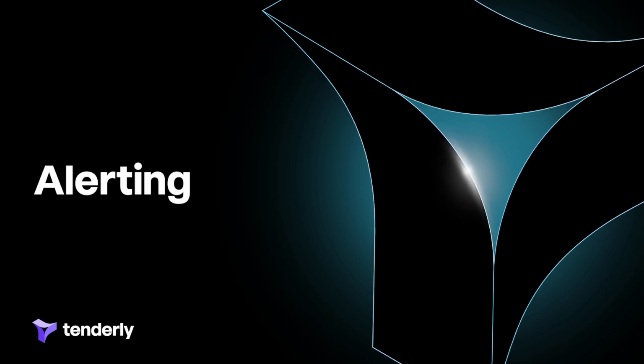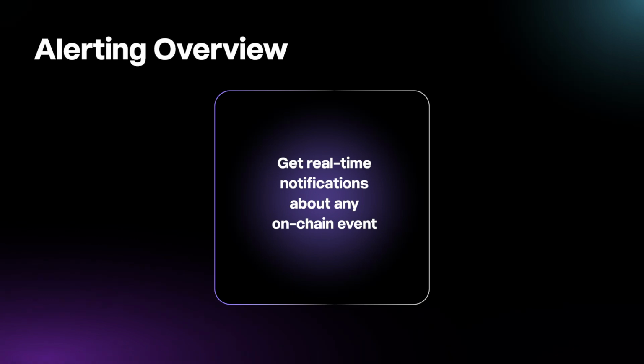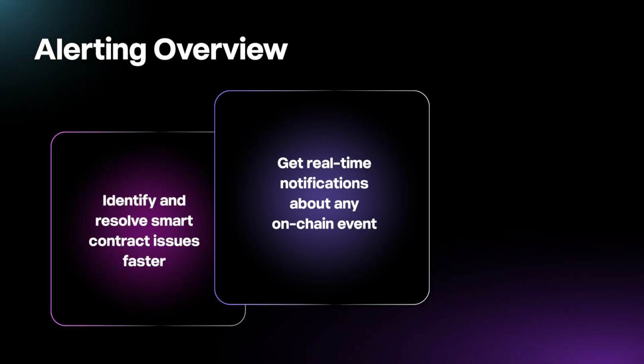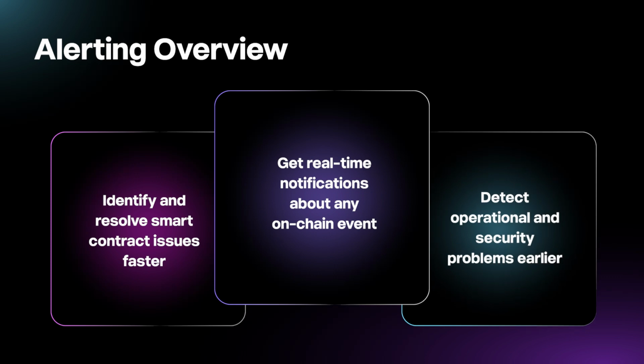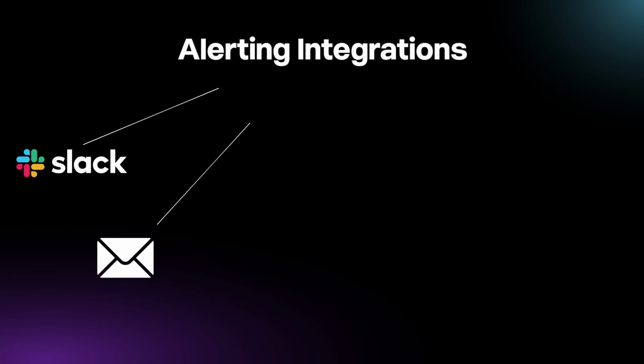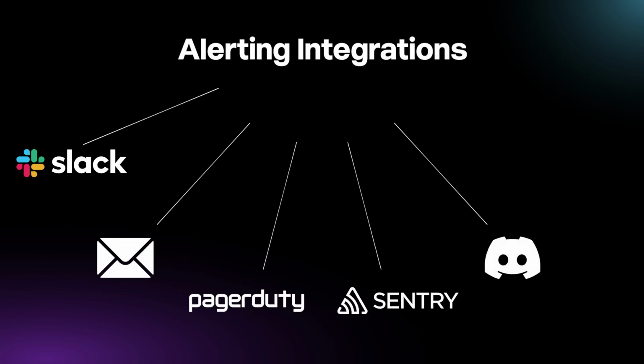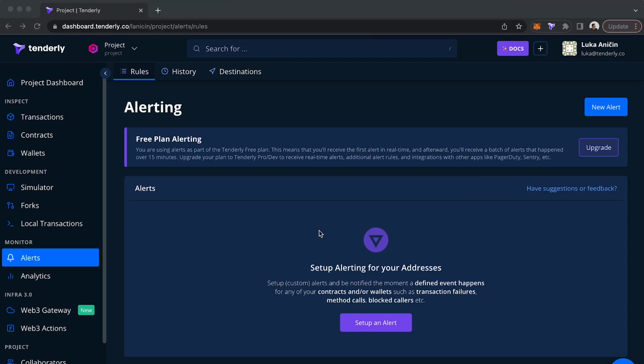Just to give you more context, Endely provides real-time alerts that can notify you about any on-chain event. You can use alerts to identify and resolve any smart contract issues, as well as detect operational security issues earlier. Alerts can be integrated with Slack, email, PagerDuty, Sentry, and other popular tools, allowing you to choose the most convenient place to receive notifications. Let's dive in and see how to set up an alert that will notify us when the wallet balance drops below a certain threshold.